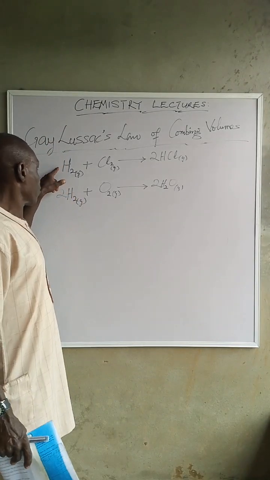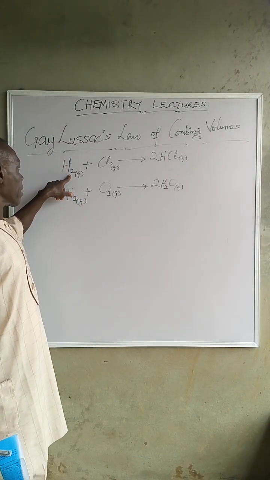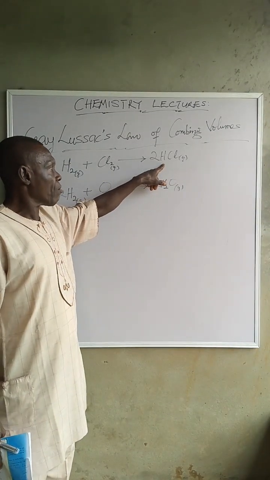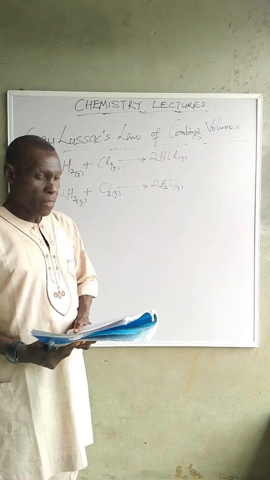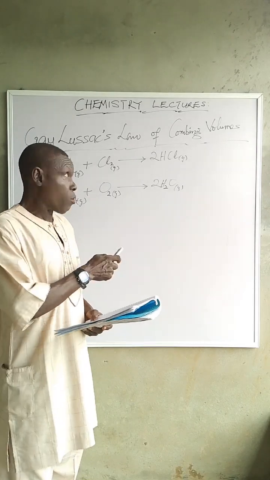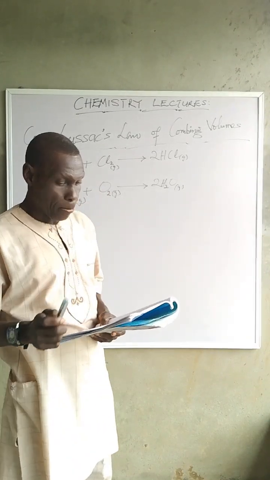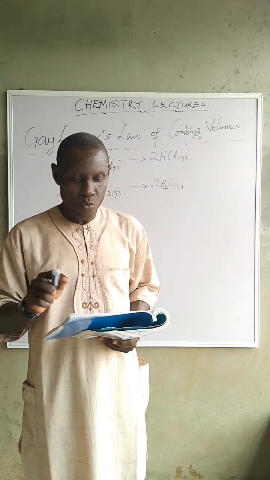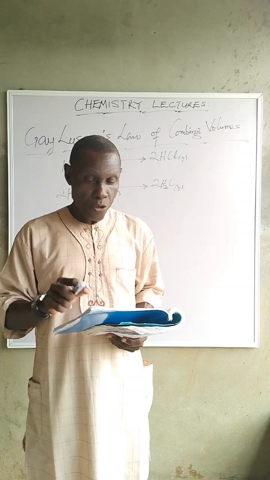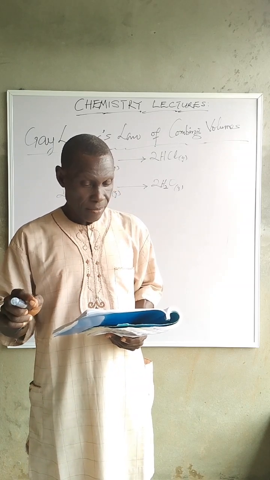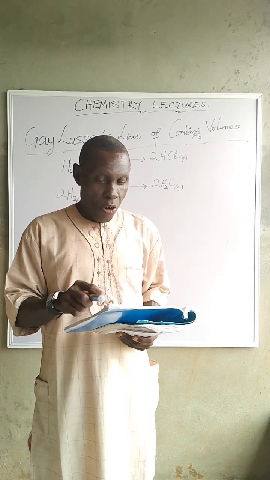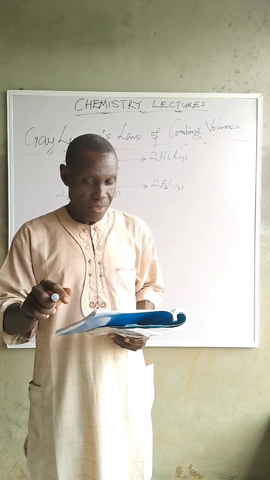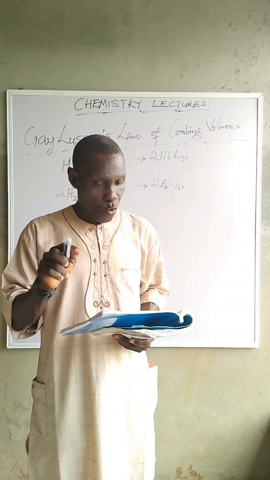Now look at this first reaction. Hydrogen combining with chlorine to give hydrogen chloride gas. According to Lussac's law, based on this first equation, see what he said. He discovered that one volume of hydrogen reacted with one volume of chlorine to produce two volumes of hydrogen chloride. The equation for the reaction also shows a molecular ratio of hydrogen to chlorine to hydrogen chloride, that is 1 to 1 to 2.